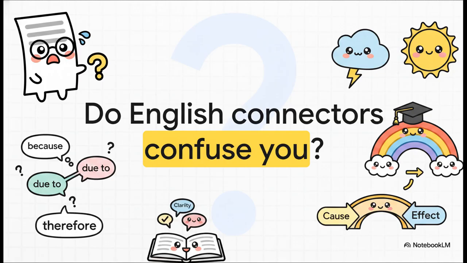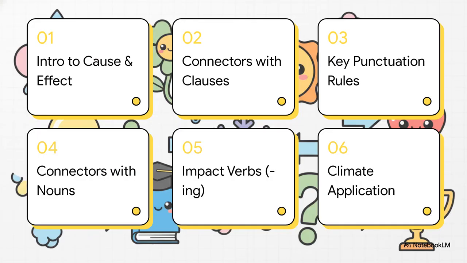that confusion for good. Okay, here's our roadmap for today. We'll start with a quick introduction to cause and effect, move on to connectors with clauses, and then tackle those tricky key punctuation rules. After that, we'll look at connectors with nouns, dive into impact verbs ending in ing, and finally, put it all to the test with a real-world application on climate vulnerability.